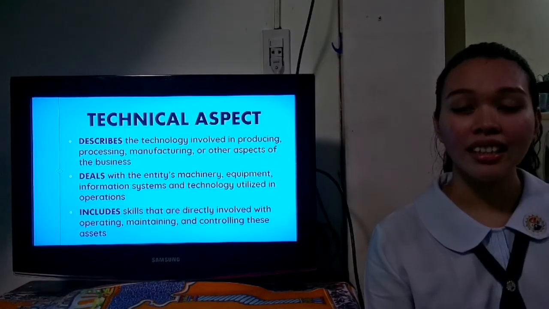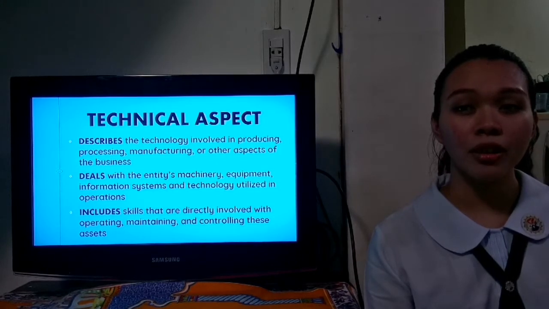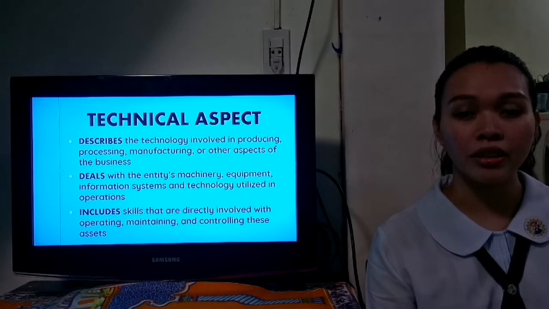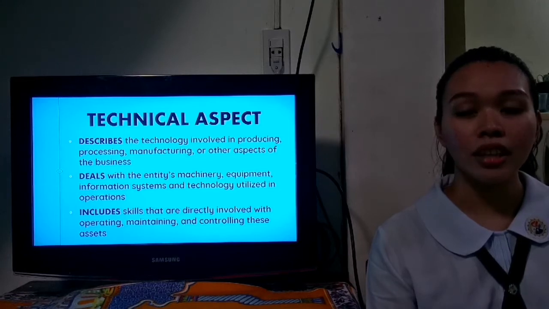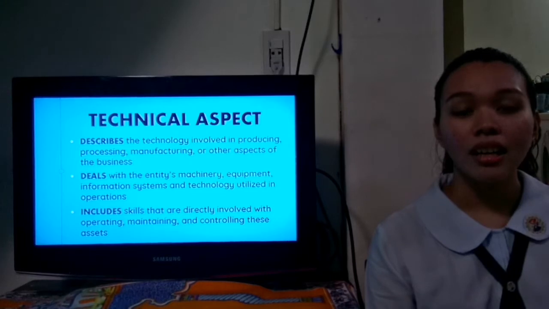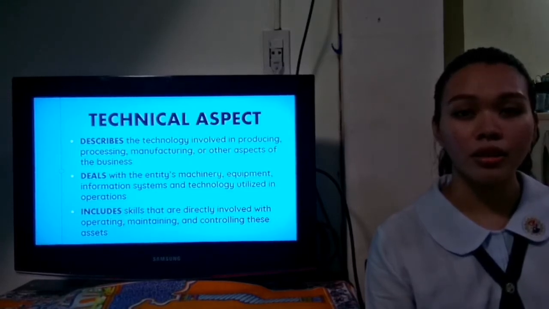An entity's technical aspect describes the technology involved in producing, processing, manufacturing, and other aspects of its business operations. And that is why the technical aspect is otherwise known as the technological aspect. It also deals with the entity's fixed assets, such as the machinery and equipment, and intangible assets such as the information systems and technology employed in operations.